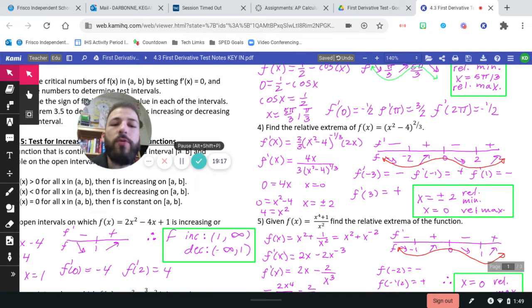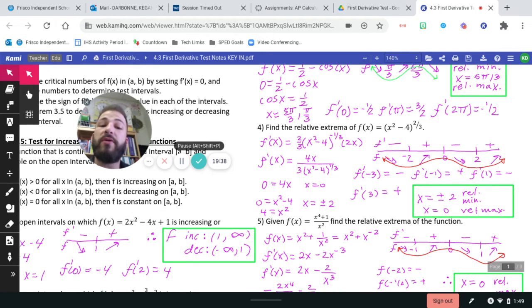All right, y'all, go ahead and check your work. I'll give you a few seconds to look over this while I'm talking through it. So our derivative for 4, we get 2/3 (x squared minus 4) to the negative 1/3 times 2x. Okay, it is a chain rule. Simplified a bit, you get 4x over 3 times (x squared minus 4) to the 1/3.